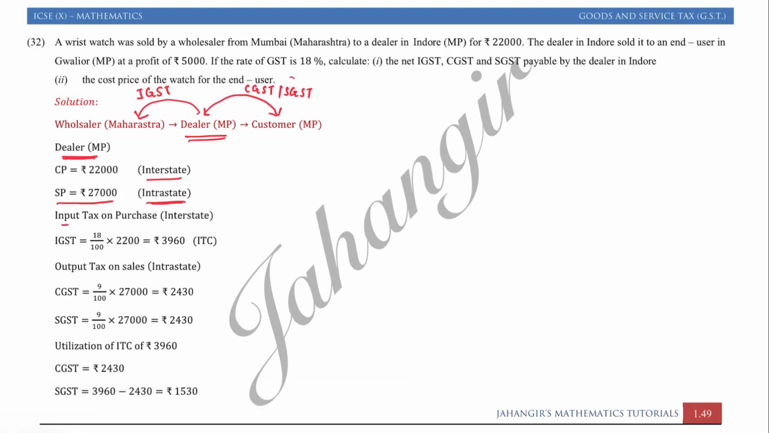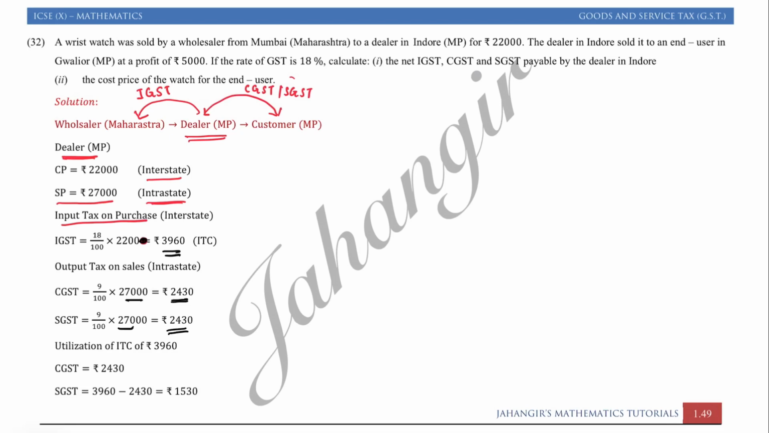Now we will find input tax on purchase, that is 18% of 22,000. Here some zeros were missing. This is 22,000. So the calculation is 3960, which is ITC. Now while selling, he had collected tax on the sale price. Half of the 18%, that is 9%, is CGST and 9% is SGST. So he had collected 2430 and 2430.